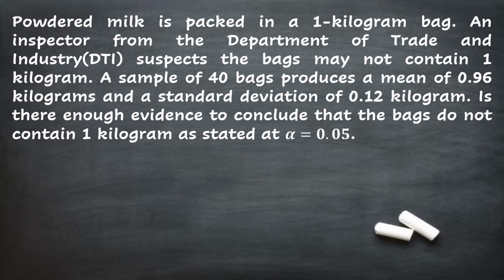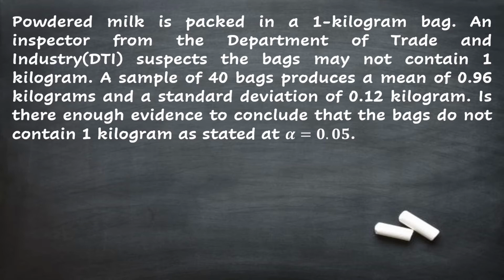We will just identify the null and alternative hypothesis for this given word problem. Let me read the problem first. Powdered milk is packed in a 1 kilogram bag. An inspector from the Department of Trade and Industry, or DTI, suspects that the bags may not contain 1 kilogram. A sample of 40 bags produces a mean of 0.96 kilograms and a standard deviation of 0.12 kilogram. Is there enough evidence to conclude that the bags do not contain 1 kilogram as stated at alpha level equal to 0.05?